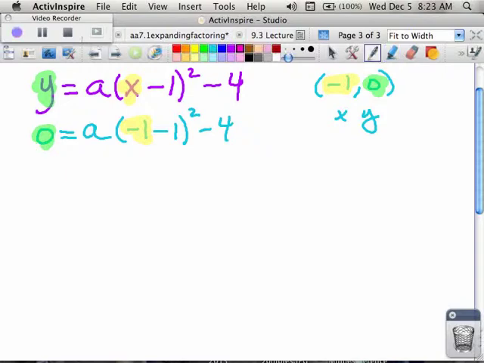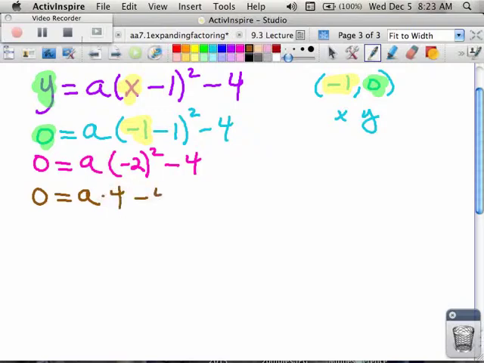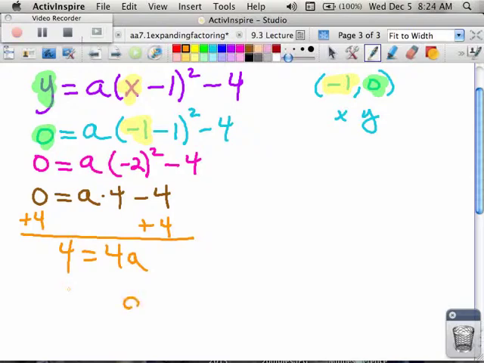So solving this equation, I have 0 equals a times -1 minus 1 is -2. That's being squared. Don't forget you have -4. I have 0 equals a times -2 squared is 4. Don't forget about the -4. I need to add 4 to both sides to undo that. And I get 4 times a, because a times 4 and 4 times a is the same thing, equals the 4. Or in other words, my a has to be 1.